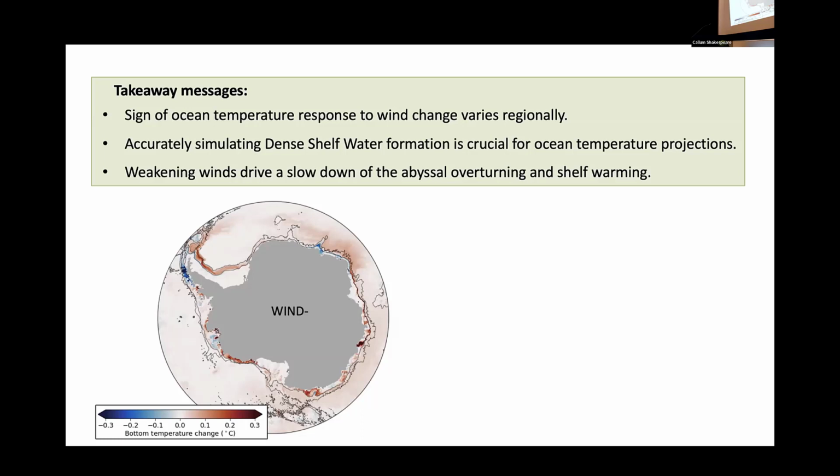We obviously need to get dense shelf water formation right in our models to get this right. CMIP-style models that form dense water through parameterized convection are not going to get any of these kinds of temperature responses. And in the future, we might expect a weakening of the winds. I guess the caveat there is that the weakening of the winds comes from the CMIP models, and they don't include things like changing the height of the ice sheet and so on, which might also have large changes on the winds around Antarctica. But if those weakening winds from CMIP are what's going to happen, then we expect that to cause a slowdown of the overturning circulation and the warming around the continental shelf.